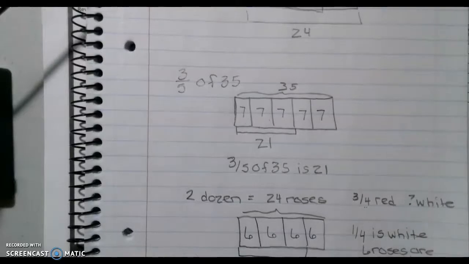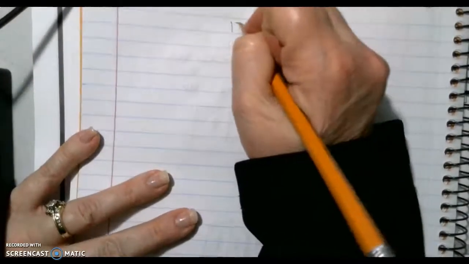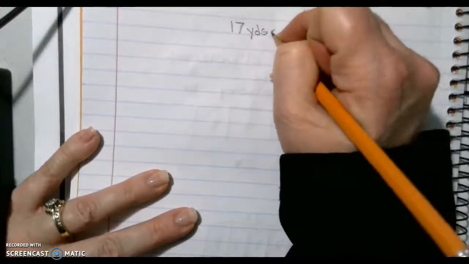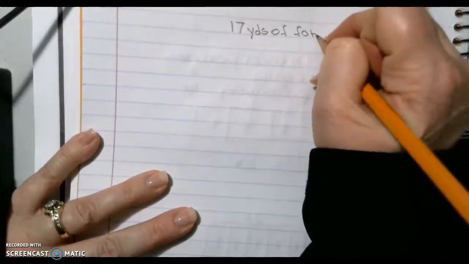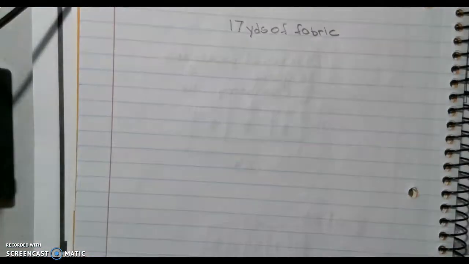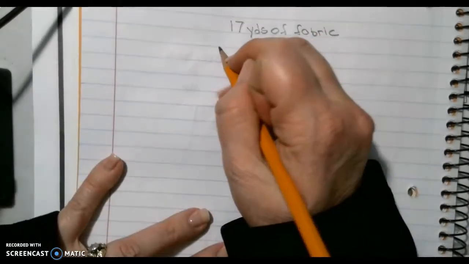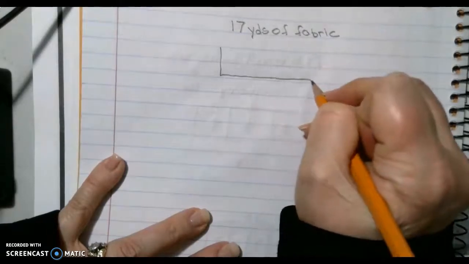Very good. So let's try another one. We're going to do maybe 2 or 3 more together. Okay, so Rosie has 17 yards of fabric. And she uses 1/3 of it to make a quilt. How many yards did she use? Oh man, I'm nervous. I feel like this is going to be fractions. Let's see.